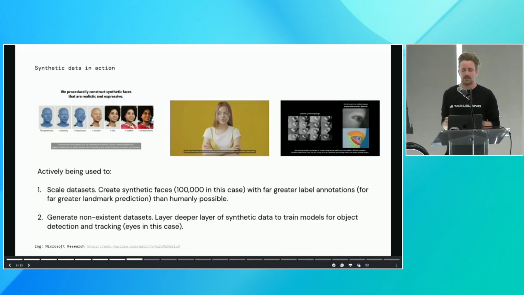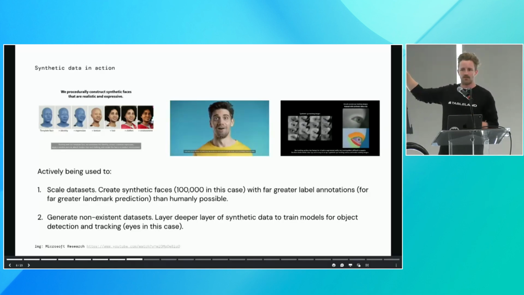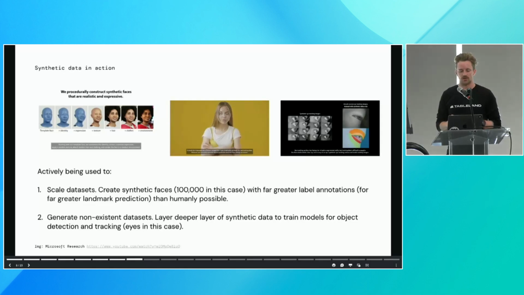Then the next step they did is they said, we can actually use these faces to put real eye movement on synthetic faces. So they did the exact same thing. They took the synthetic faces, they put synthetic eye movement on those faces with pre-labeled information about every place the eye is in space and time. And then they created new models to do eye tracking at scale.